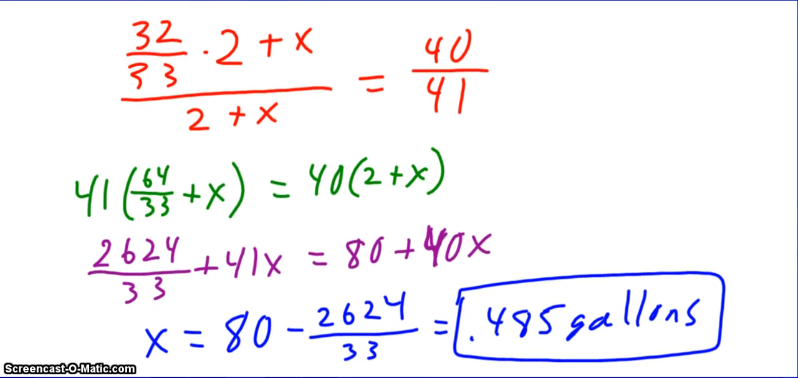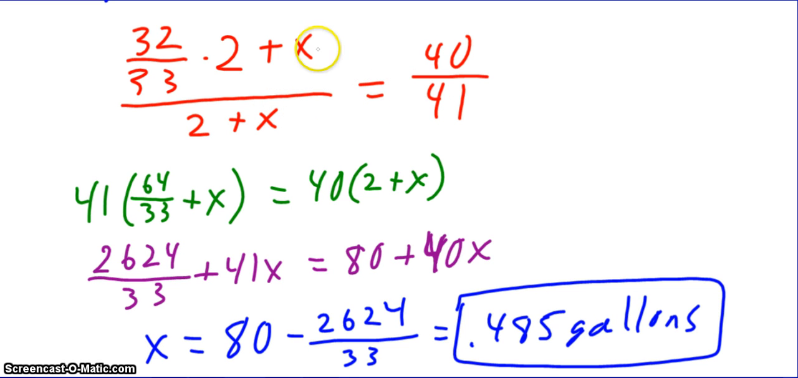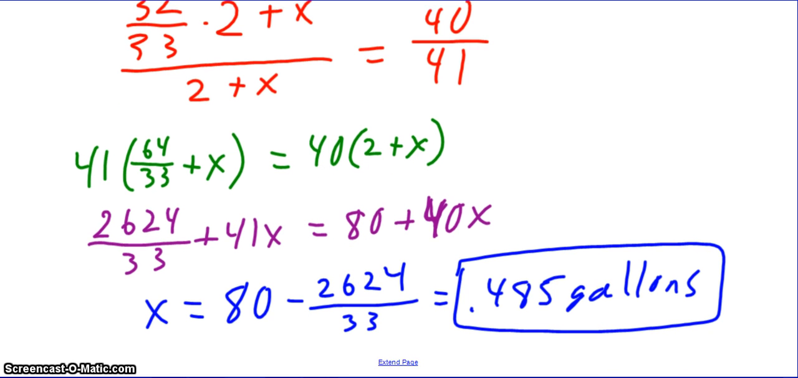Going back to this original equation, I multiplied both sides of the equation by the least common denominator, which is 41 times 2 plus x. So the left-hand side now becomes 41 times 64 over 33 plus x, because 32 times 2 is 64. And then the right side of the equation becomes 40 times 2 plus x. Distribute, combine like terms, and then type it into my calculator in the end, and I get 0.485 gallons. So that's how much gas I need to add to the original 2 gallons in order to change it from 32 parts gasoline to 40 parts gasoline.